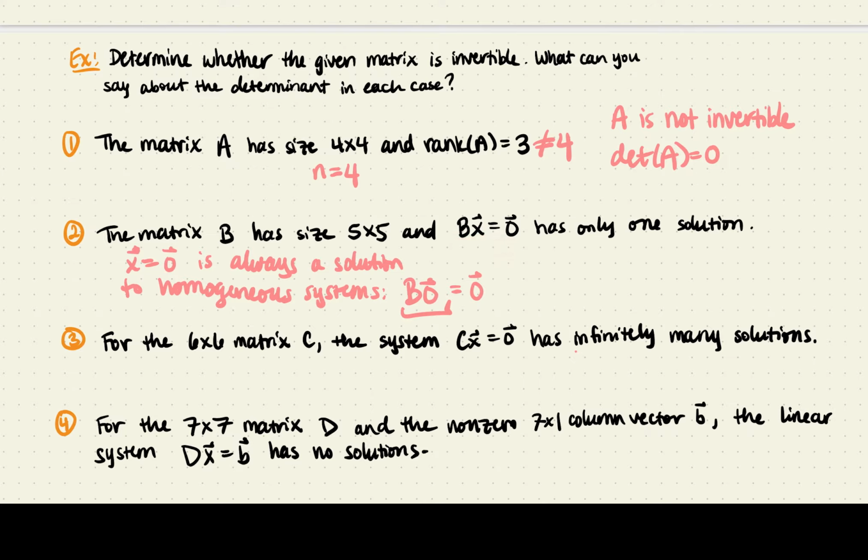So that means that all of our statements in the invertible matrix theorem are true for this matrix B. B is invertible, and the determinant of B is not equal to 0.